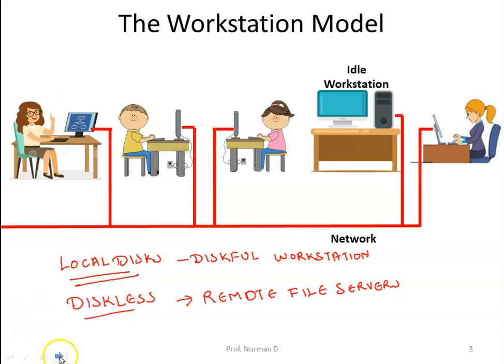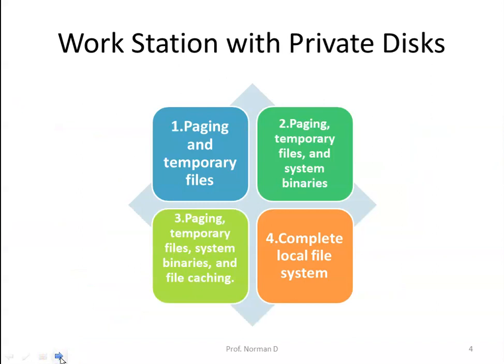Now, when a workstation has a private disk, this disk can be used in one of four different ways. The first one being paging and temporary files; second, paging, temporary files and system binaries; third, paging, temporary files, system binaries and file caching; and finally a complete local file system. We will discuss each one of these in brief.